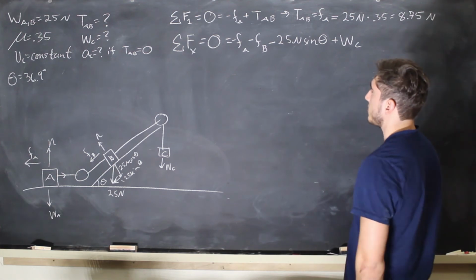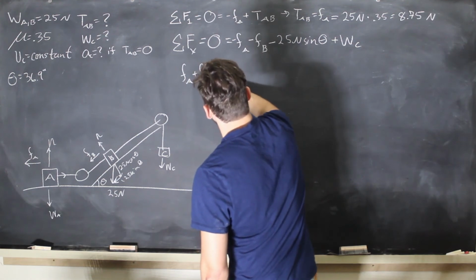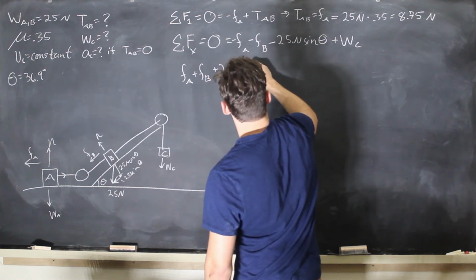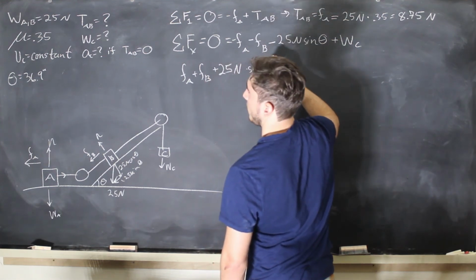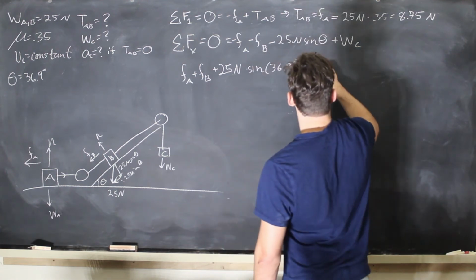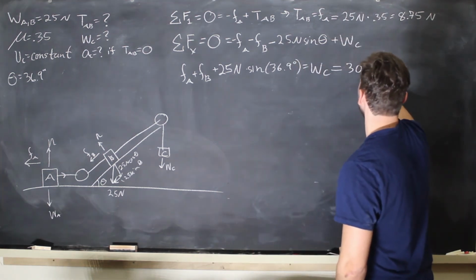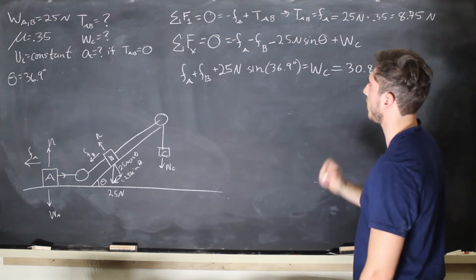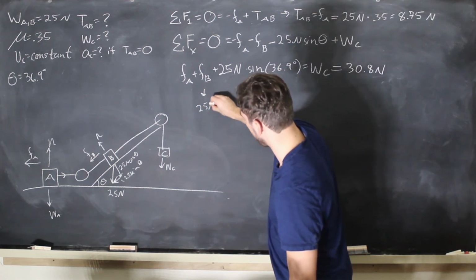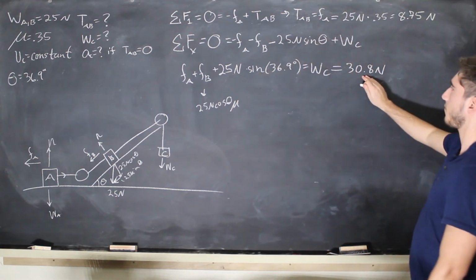So the weight of C is going to be F of A plus F of B plus 25 newtons times sine of 36.9 degrees, which is going to be approximately 30.8 newtons. And oh yeah, I forgot to mention, F of B, of course, is 25 newtons cosine theta mu. Okay, so now we have the weight of C.